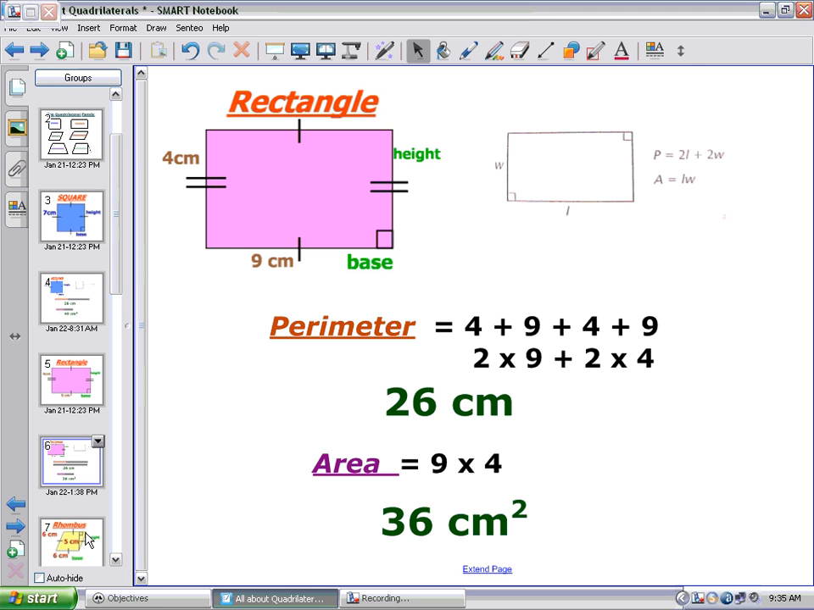Now, the area is found by taking, again, the length times the width. And now in my example, my length times my width is 9 times 4, which is going to give me 36 centimeters squared. Not much work involved in finding the perimeter and areas of both a square and a rectangle.